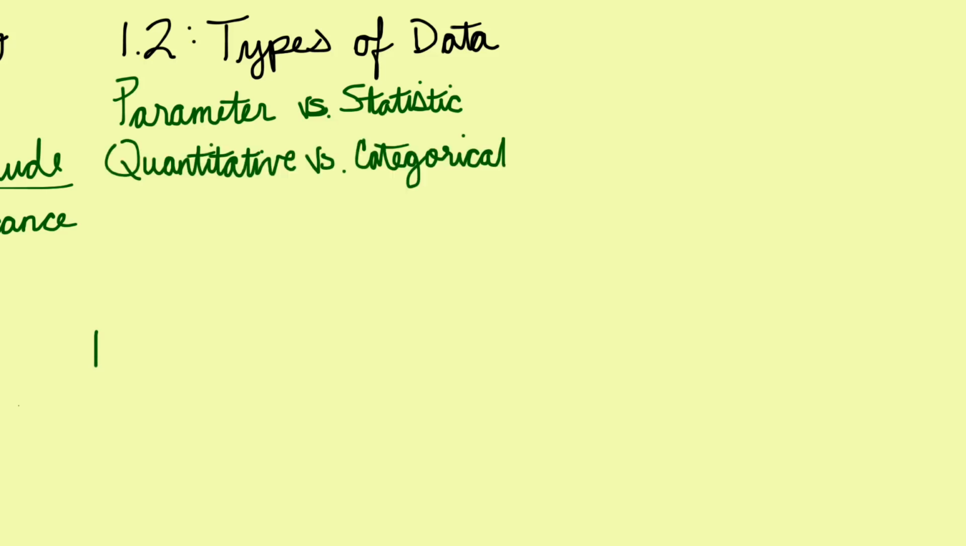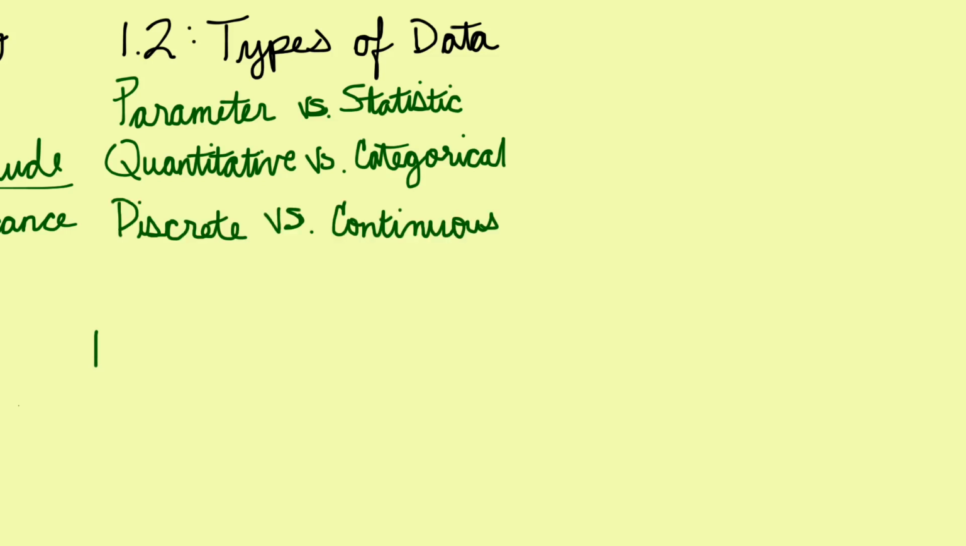Quantitative data versus categorical data. These are two different types of data. Quantitative is data that can be represented numerically, whereas categorical is data that can be represented using only labels.